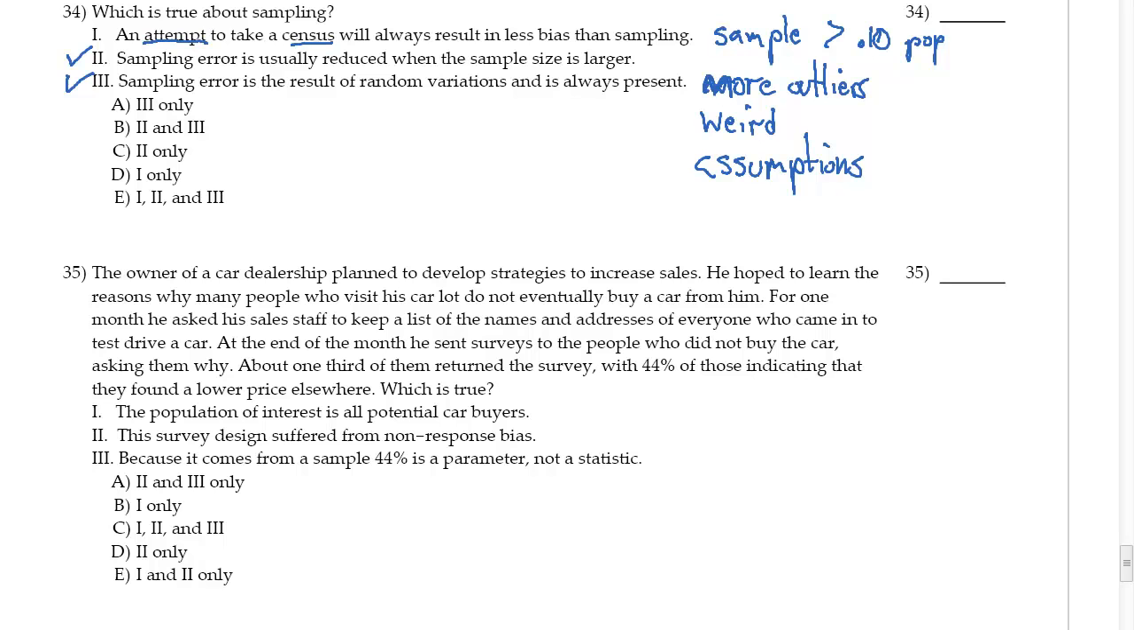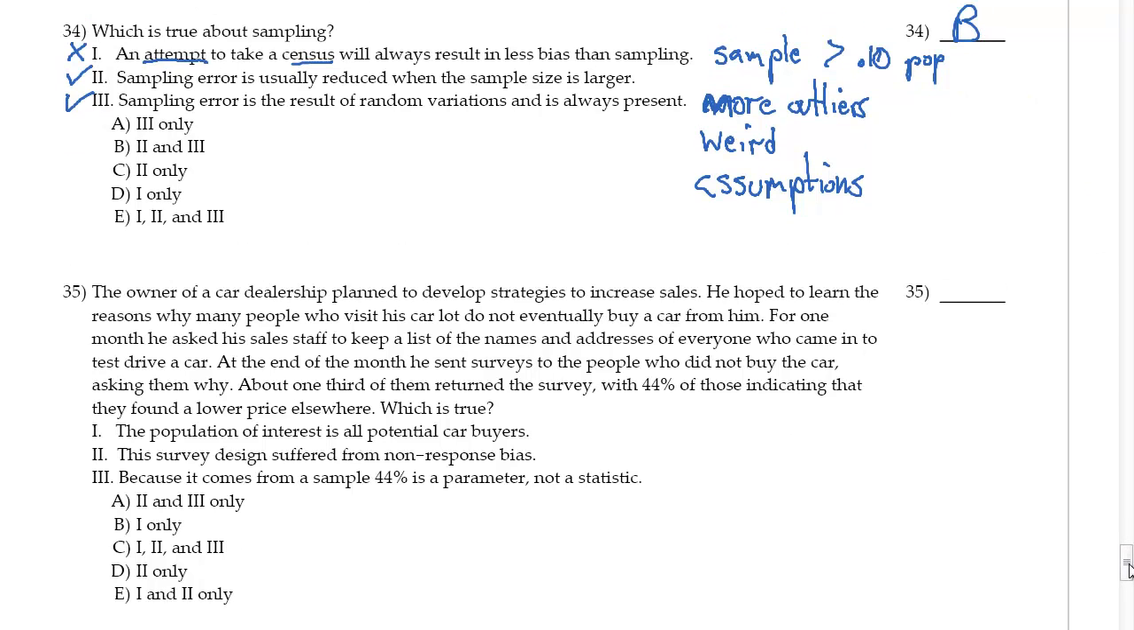If you had actually taken a census, then it's no longer a sample. And so if you're attempting to take a census to eliminate your bias, you could actually get more. And so 1 is not going to be true. So it's only going to be 2 and 3, and that's going to be B. And grammar is everything here in these situations. Okay? All right, that gets us to our 10 minutes.